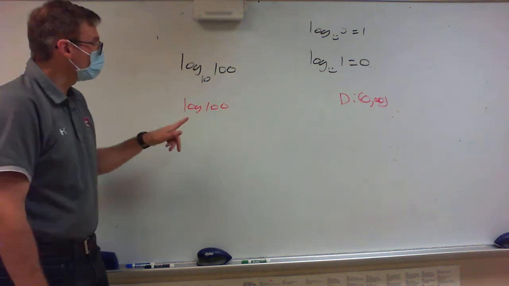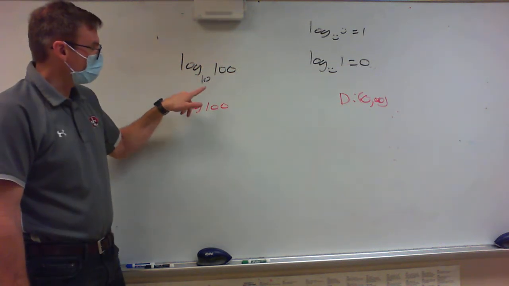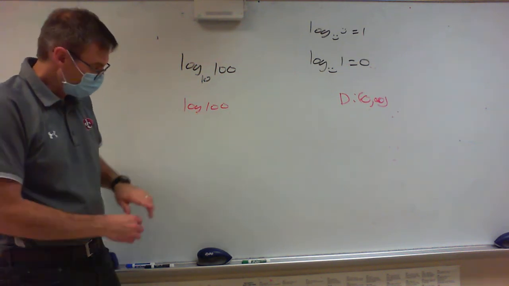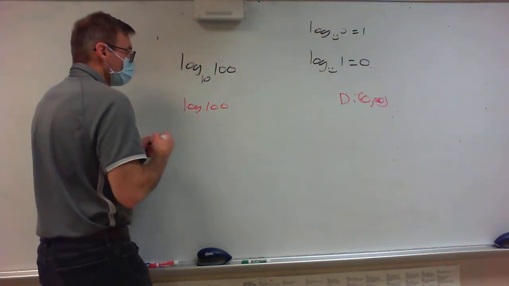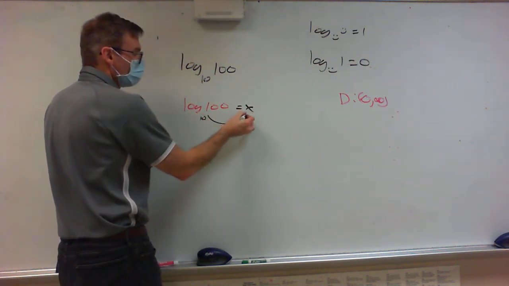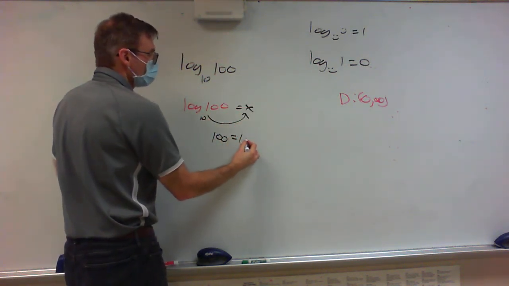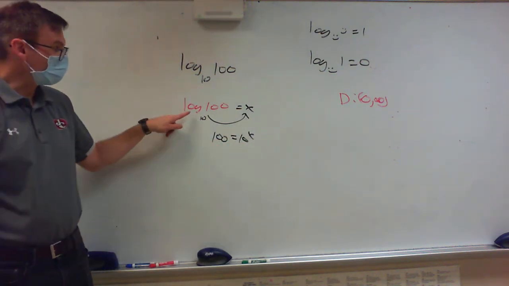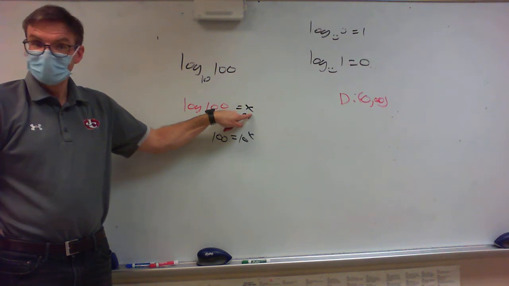So, just curious, if I ask you to compute log of 100, if I set that equal to x, and I do my swoop, with an imaginary 10, I get 100 is equal to 10 to the x. So 10 to what power gives you 100? 2. Are we okay? So log of 100 is 2?